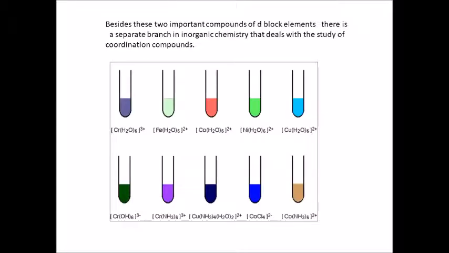After studying the compounds of the d-block elements K2Cr2O7 and KMnO4, there are many more compounds of these d-block elements which need to be considered and studied. They form a separate branch in inorganic chemistry, that is coordination chemistry. And the different coordination compounds you see here, we write them using square brackets and they are all colored. So next time we study coordination chemistry in detail.